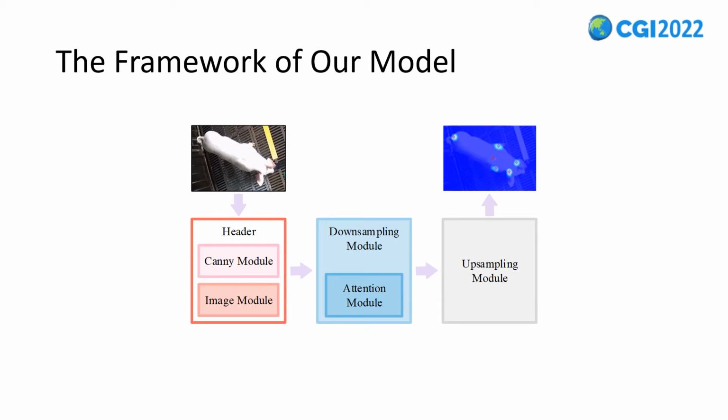The downsampling module comprises ResNet and triplet attention modules responsible for feature extraction. The upsampling module comprises three deconvolution layers, which is responsible for outputting heat maps containing key point information.